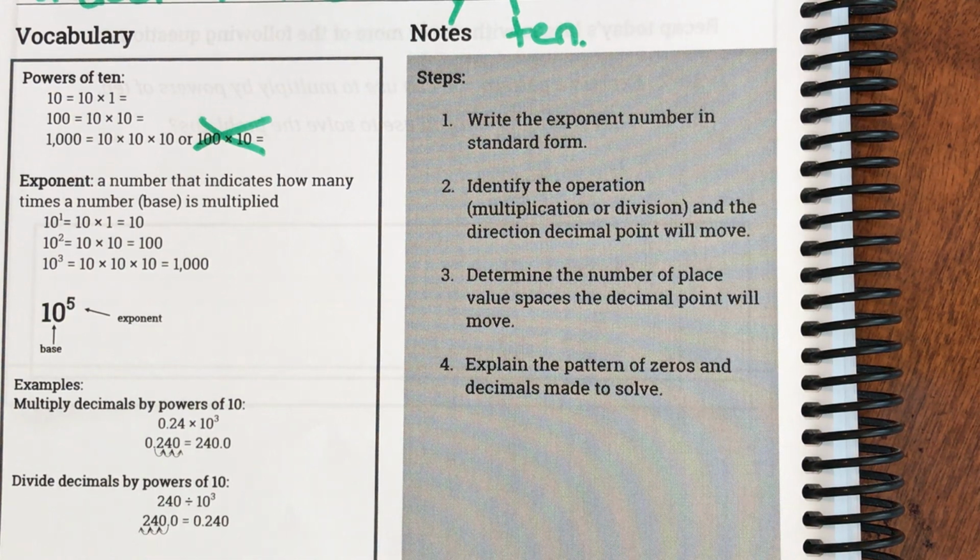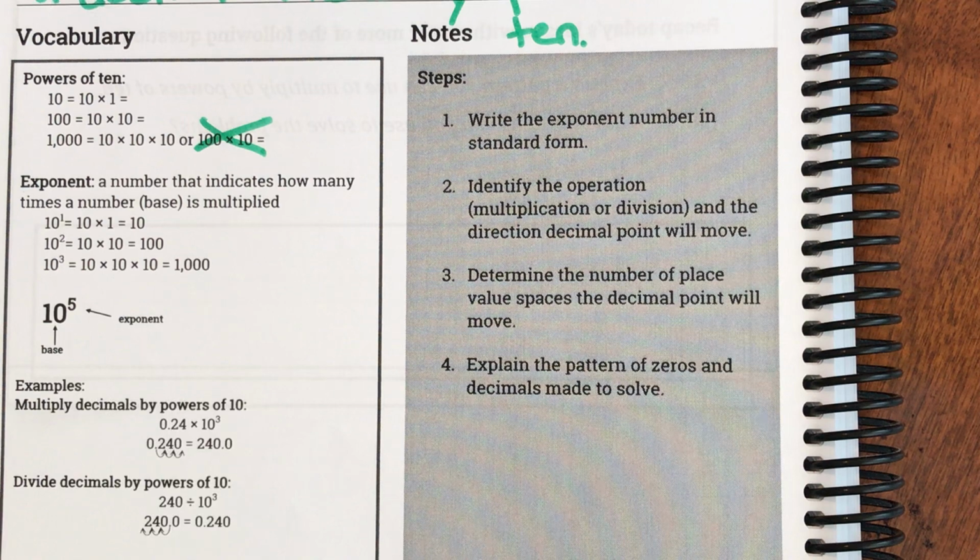So we have to think here, if we're going to multiply a number, is it going to get larger or smaller? We saw in our past lesson that it gets larger. If we're going to divide the number, it's going to get smaller. So we have to ask ourselves, which way should we move our decimal to make it larger or smaller? Then step 3 says we're going to determine the number of place value spaces the decimal point will move. And we're going to come back to this one in a moment. And then we're going to explain the pattern of zeros and decimals made to solve.